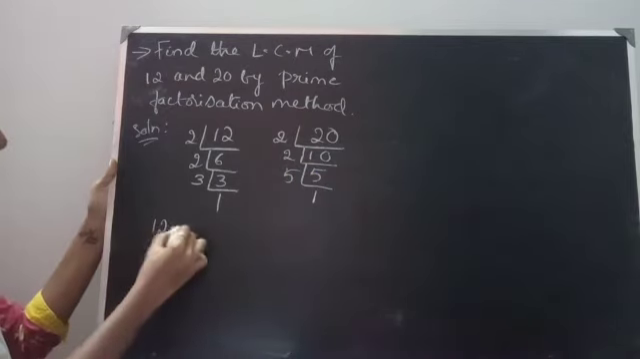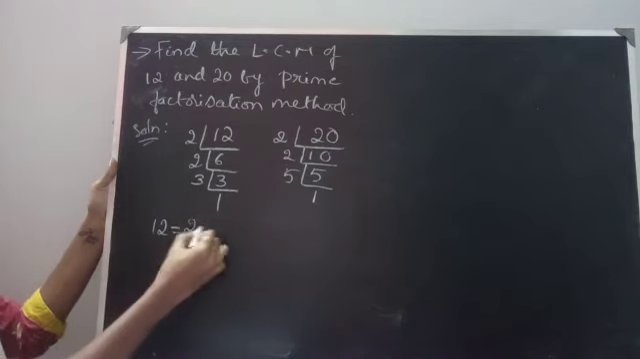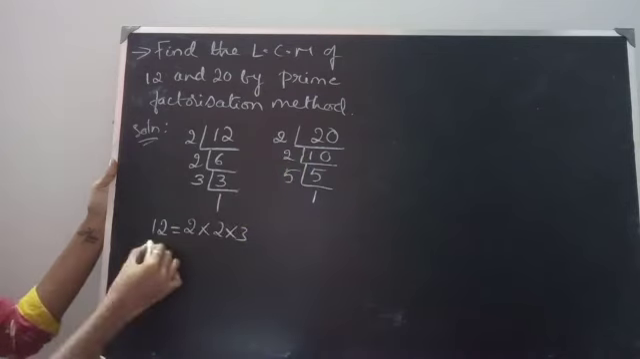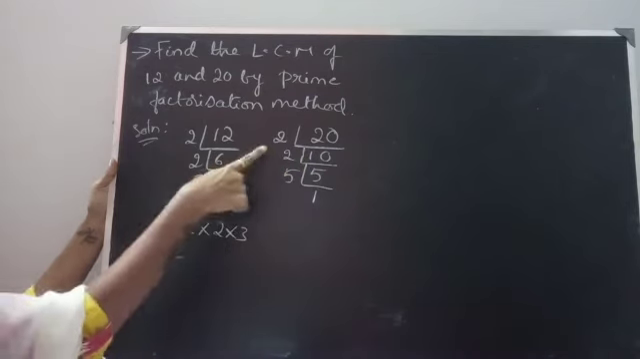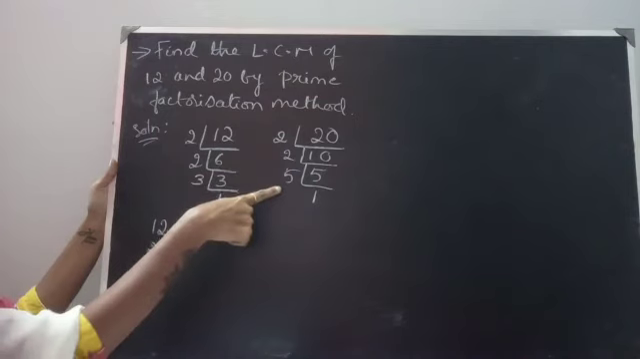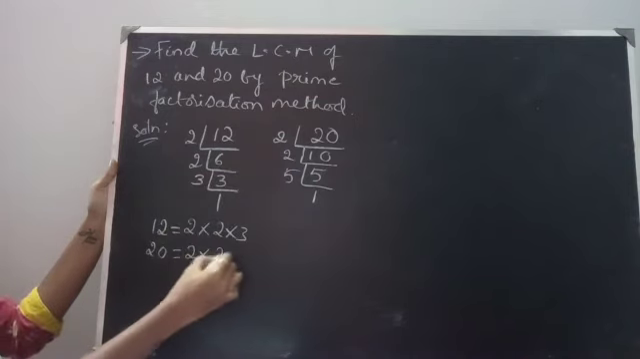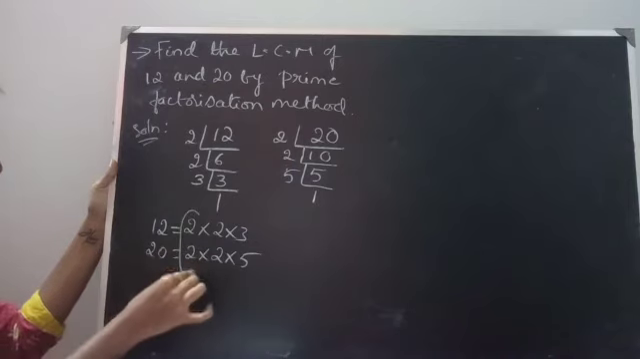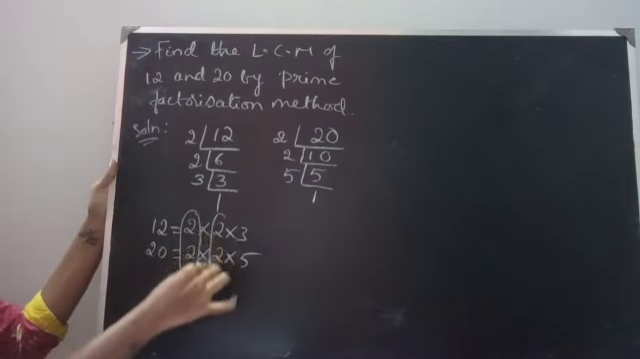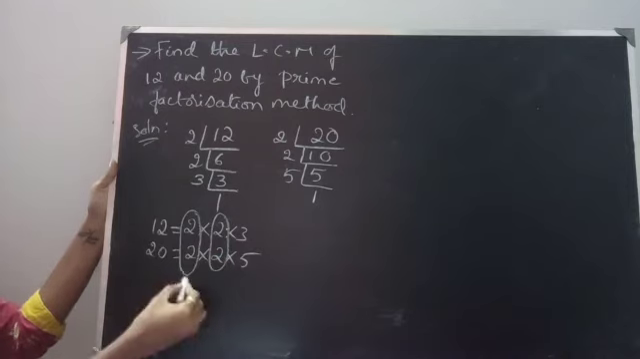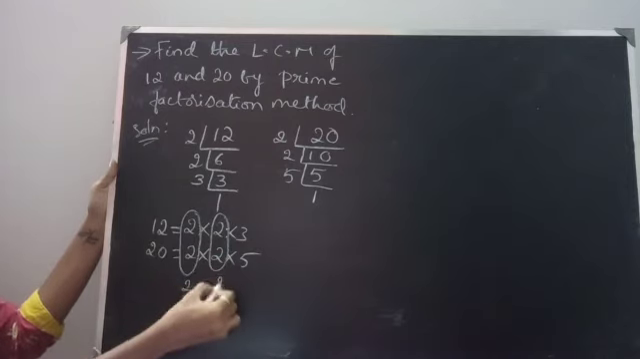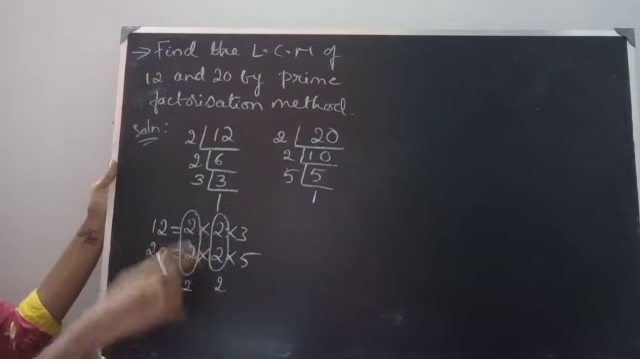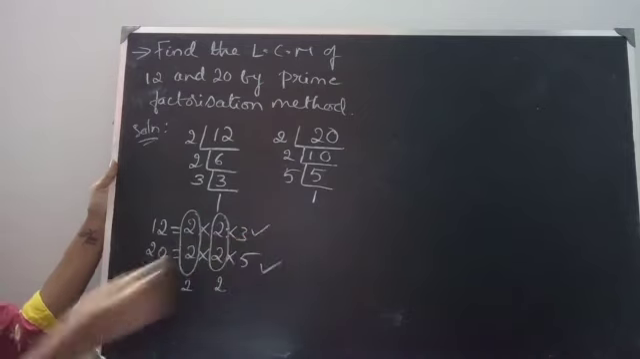So 12 can be written as 12 equals 2 into 2 into 3. And 20 can be written as 20 equals 2 into 2 into 5. Okay. So here this 2 is common and this is also common. Take one 2 and again one 2 from these two. Only one each. And 3 and 5.